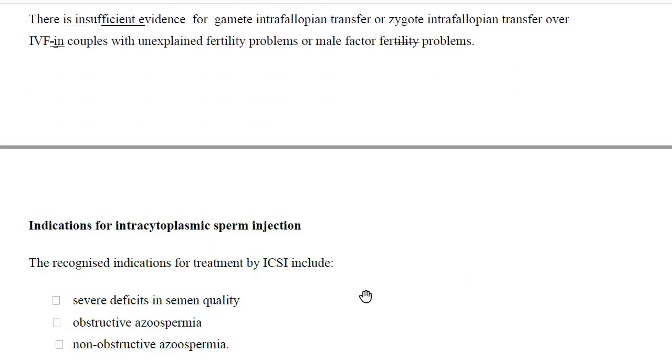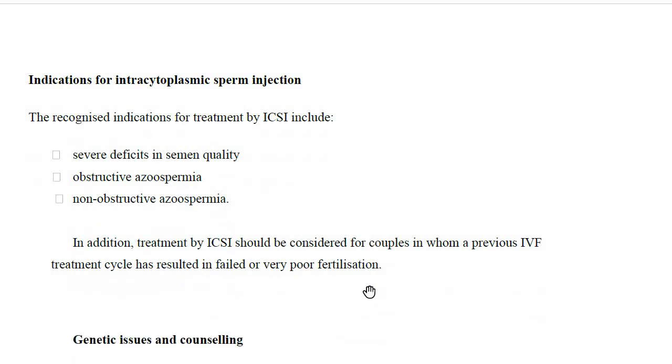So then, what are the indications for intracytoplasmic sperm injection? Recognized indications for ICSI include severe deficits in the semen quality. Like I said before, that two or more parameters are abnormal as compared to the WHO standard. Then you will say that the sperm has severe deficits. Then if there is obstructive azoospermia, then non-obstructive azoospermia. So all of these are the indications for ICSI.